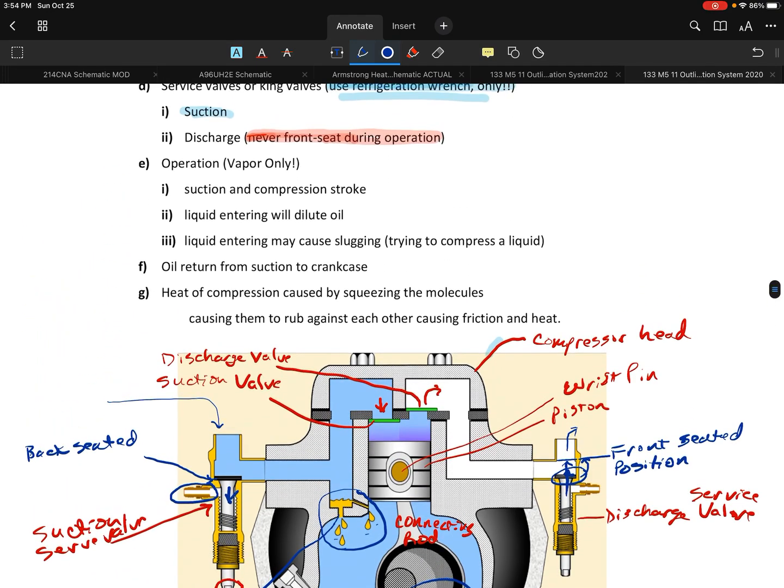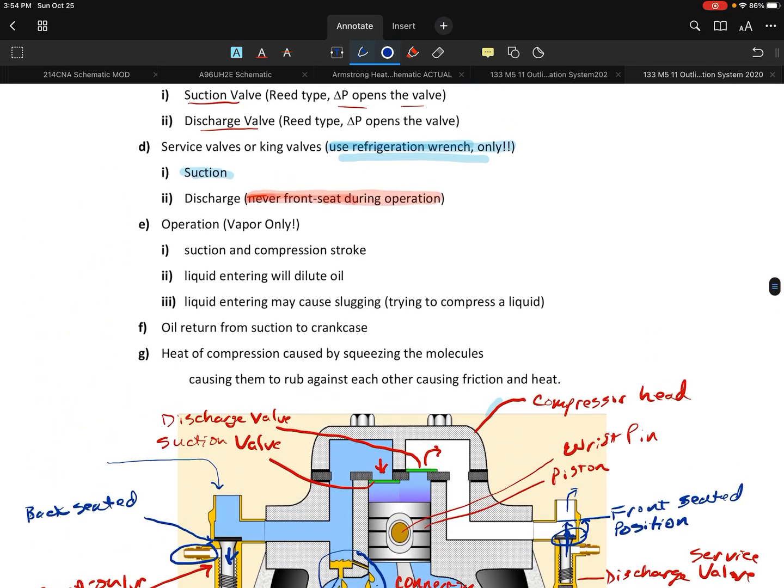Now, moving on. All right, so we've addressed the service valves, item D. A couple of names for service valves would be the king valve or service valve, and we'll get into more of these on the systems. We have those on our trainers. Operation of the compressor is vapor only. You know, we have a suction, we have a compression stroke.